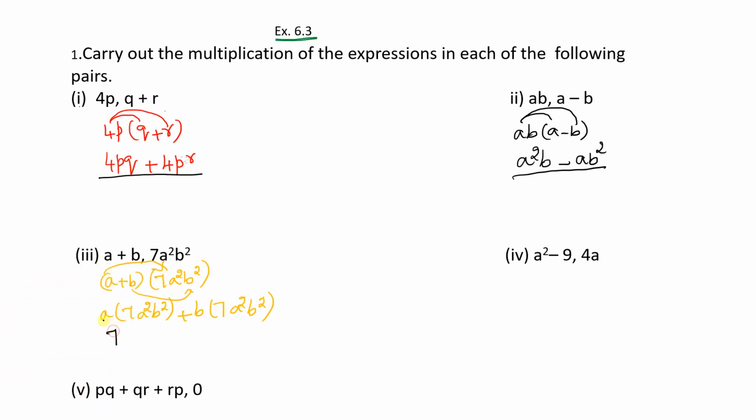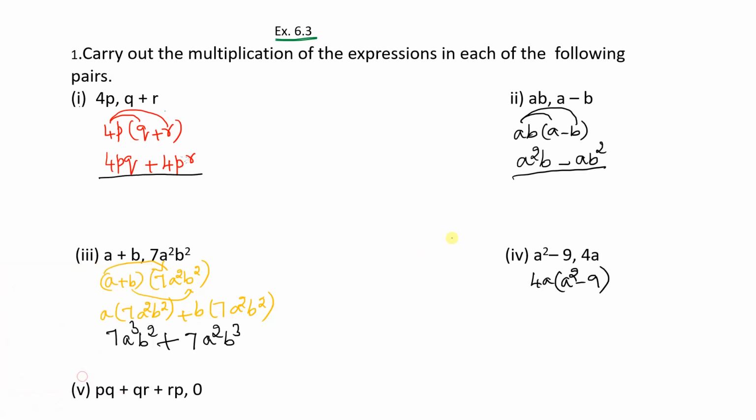So it is 7. a into a square is a cube. a into b square is a b square only. So 7a cube b square plus 7a square b square into b is b cube. So this is the answer. Here also, (a square minus 9) into 4a. You can write it as 4a into (a square minus 9). No problem. You can do it in any way.